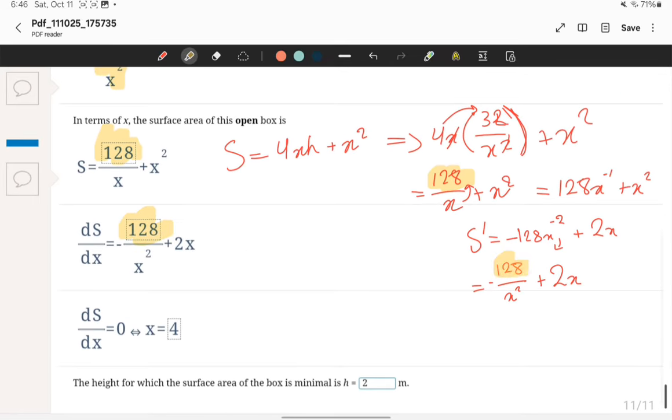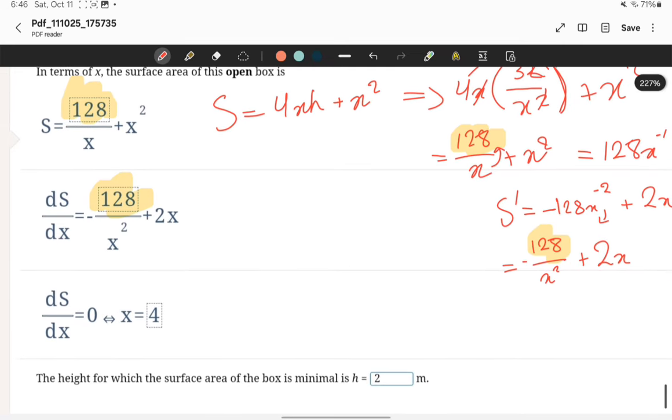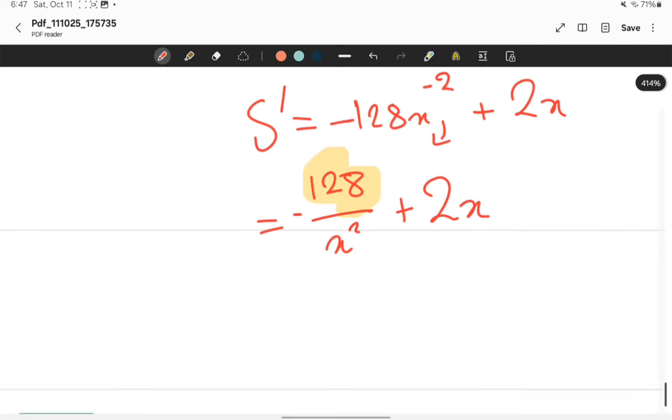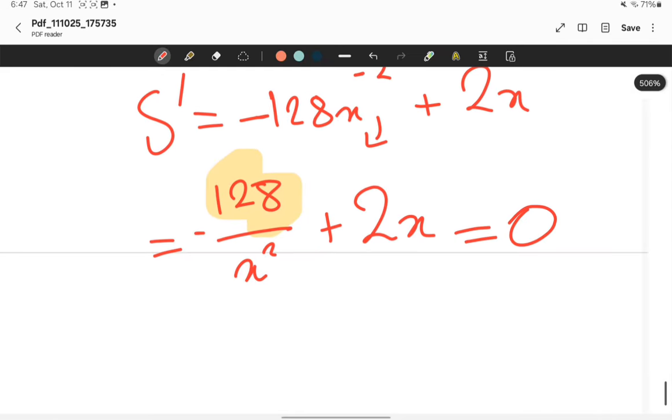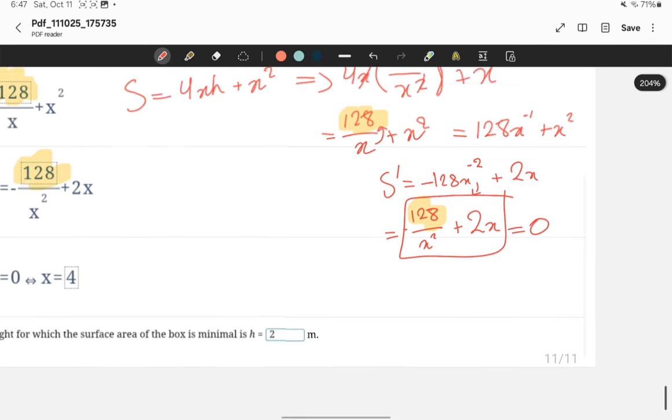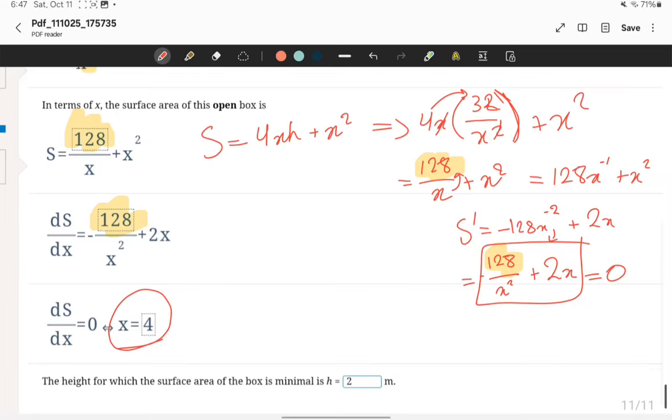That's the 128. Now here they want us to put this equation equated to 0. So if you equate this whole thing to 0, you could solve and you get x is 4.